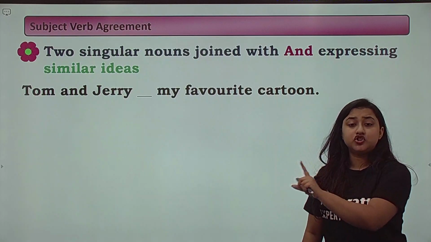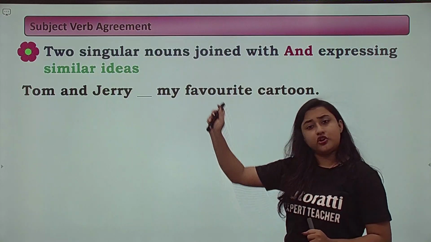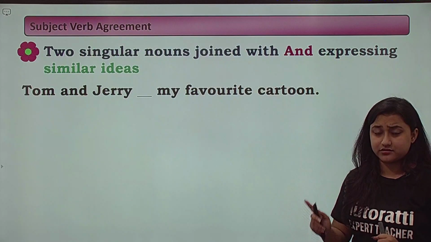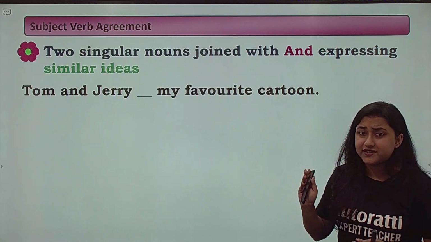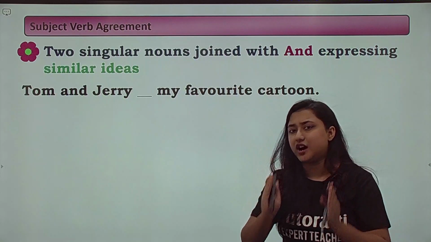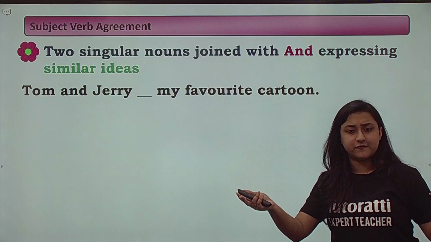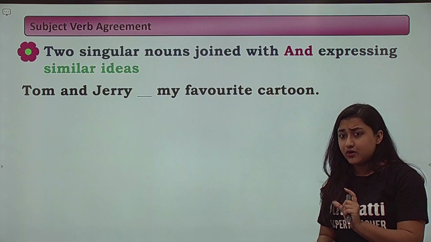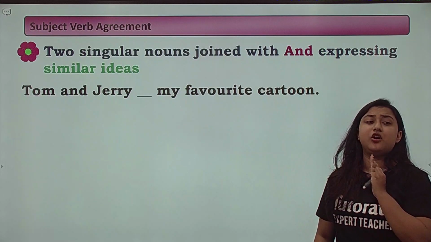Now, in this one, Tom and Jerry dash my favorite cartoon. Here also, there are two singular nouns, Tom, Jerry, joined by and. Again, this rule also you will apply only and only if those two singular nouns are joined by and. Please keep that in mind. Now, in this one, are we talking about Tom as a different person and Jerry as a different person? No, we are talking about Tom and Jerry as a whole, as a name of a cartoon show. Here we don't care about Tom as a different person and Jerry as a different person. We are talking about it as a whole. So in this case, they are singular nouns joined by and, but they are expressing a similar idea. It is a whole thing. So here the verb will always be singular.